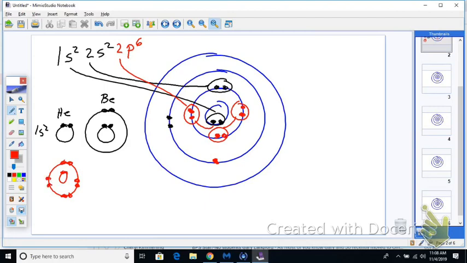Okay? So I'm going to write down the configuration for these. This is 1s2, this is 2s2 for beryllium. And then this one here is the element neon. Right here is neon. And it is 1s2, 2s2, 2p6. Okay, so we're at neon. All right, so this is neon.